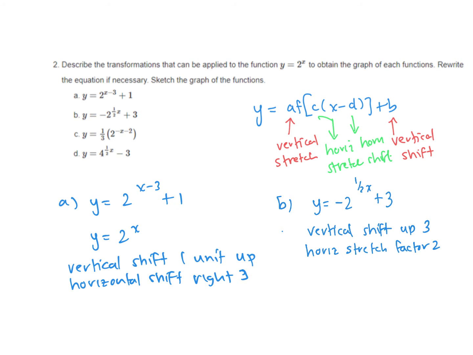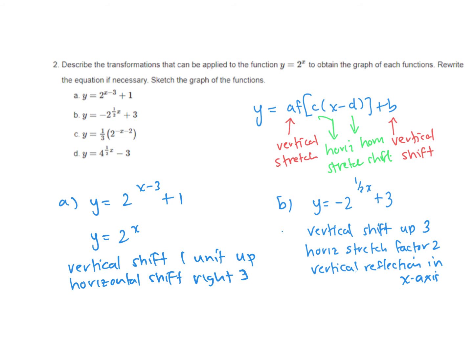And then we have a negative, which is outside the function, so there are no brackets. So the reflection would be vertical. Let's just put vertical reflection here. So it would be a vertical reflection in the x-axis. So I would expect the graph to go up 3, flip over vertically, and then we have a horizontal stretch of 2.